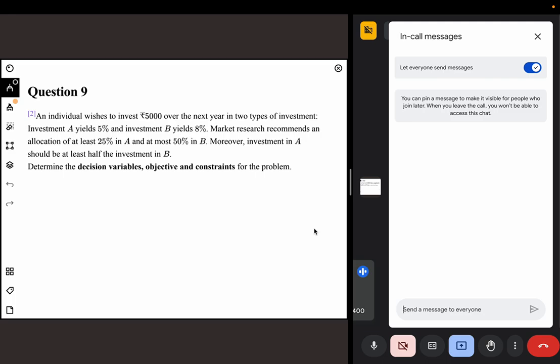So, for example, you want to invest say 5,000 rupees over the next year in two types of investment, A and B. They have different yield rates, and the research recommends that you need to invest at least 25% in A and 50% in B. And moreover, investment A should be at least half the investment in B. So again, you have to decide what your objective is, what your decision variables are, what your constraints are. Here I didn't specify what the objective is, but let's say the objective is to maximize your return.